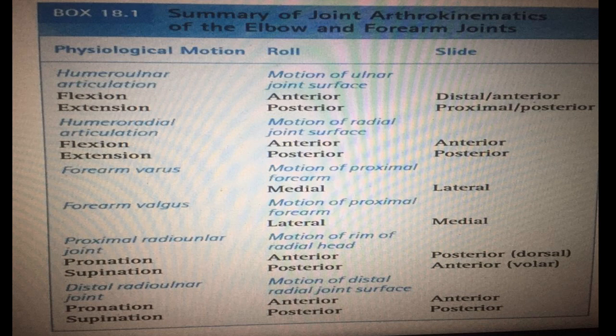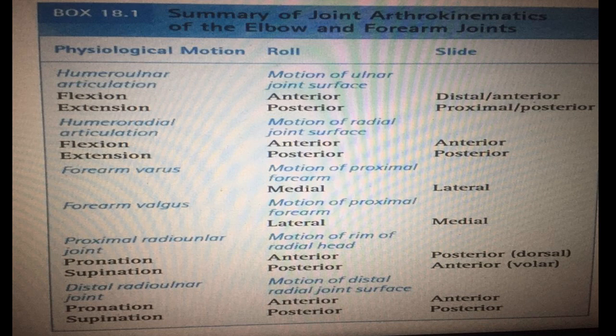And in case of extension of the humero-ulnar articulation, where the motion of the ulnar joint surface is posterior, the sliding will be the same as the motion of the ulnar joint surface, and that would be posterior or proximal. So here the gliding, sliding are in the same direction as the physiological motion.